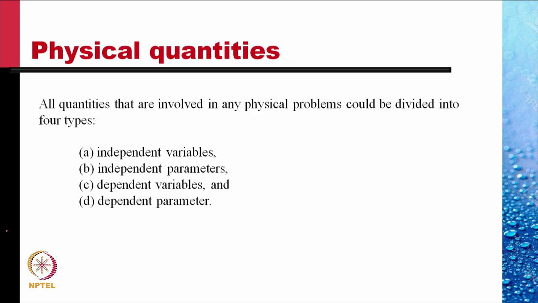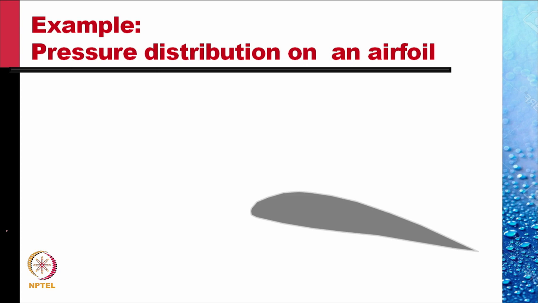Based on this classification, we can have four types of physical quantities: independent variables, independent parameters, dependent variables, and dependent parameters. We'll give examples to elaborate what we mean by them and what is the significance. Consider that the problem we are interested in is finding the pressure distribution on an airfoil when it moves in the air.